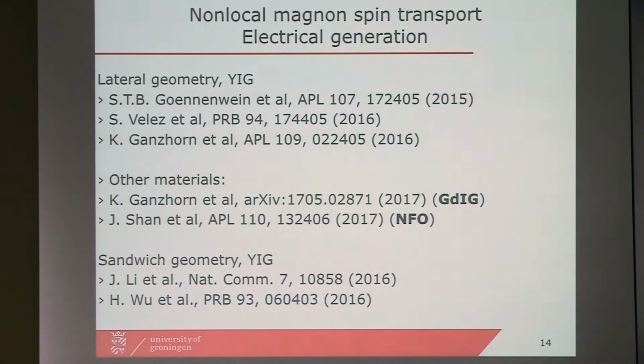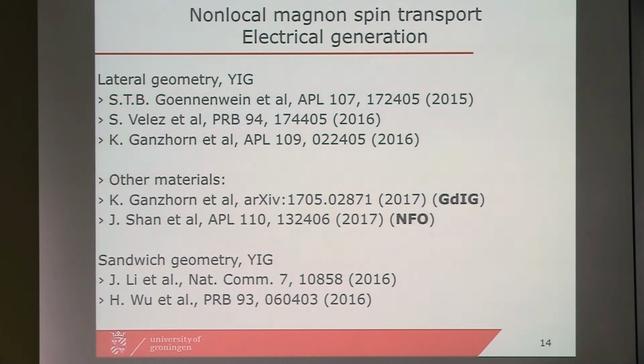You can also use this kind of experiment as a tool to study magnon transport in different materials. For instance, gadolinium-iron garnet, and in our group we've used it to study nickel ferrite. And then finally there's also two groups who took the real sandwich approach, I should say. So instead of making a lateral geometry, what they did is first put the platinum, then grow a YIG film on top, and then deposit another platinum film on top. So you make the real sandwich structure, and then you can play the same game.